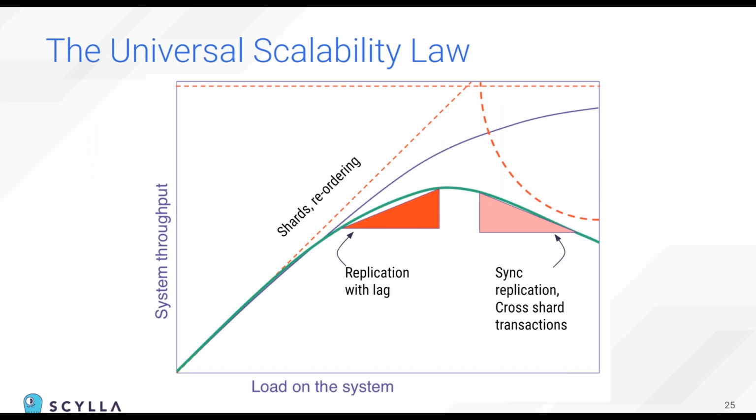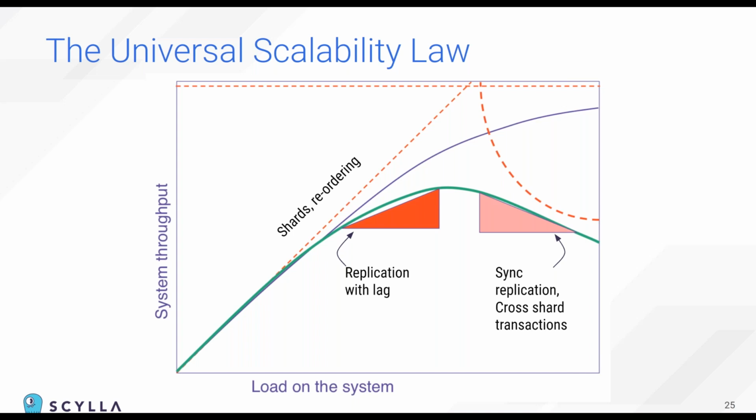So looking back at the Universal Scalability Law, we can now see how those strategies map to those regions of the USL. So if you have shards and reordering, it's basically a shared-nothing system, and you can scale linearly almost infinitely. And that's amazing. If we could have the system however we want, this is how we want it, because it's infinitely scalable.